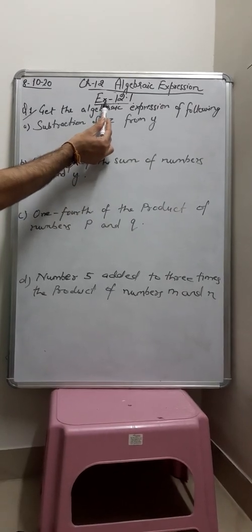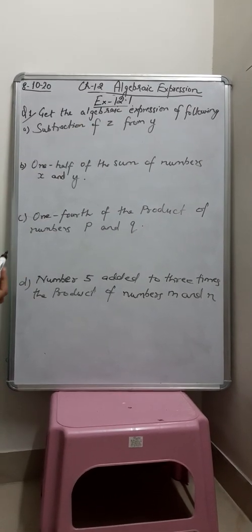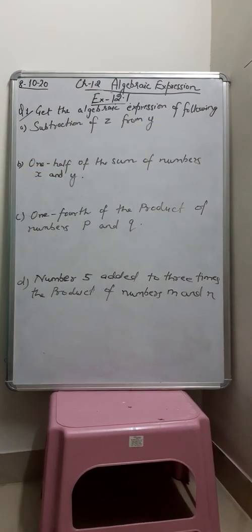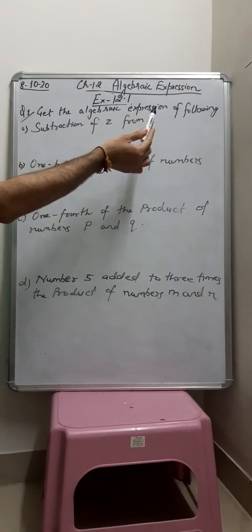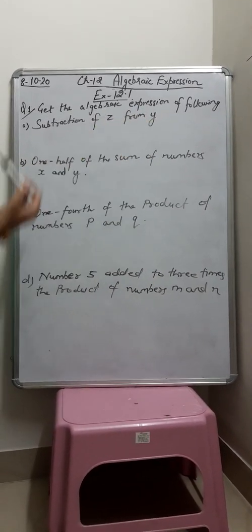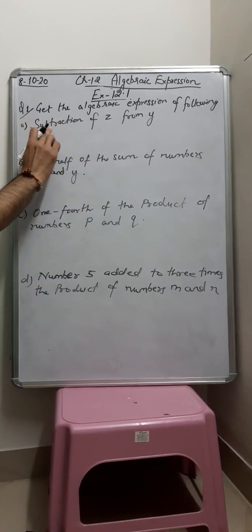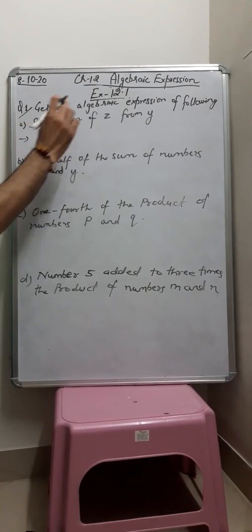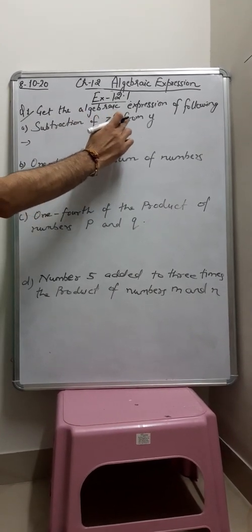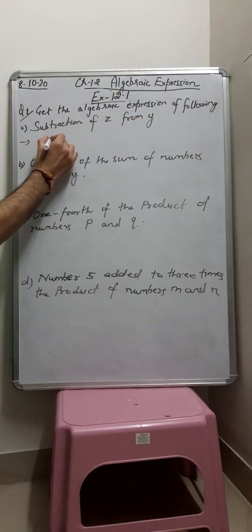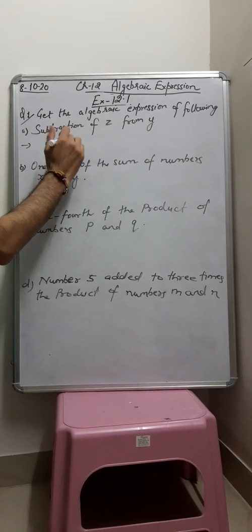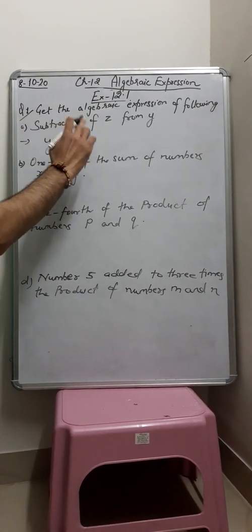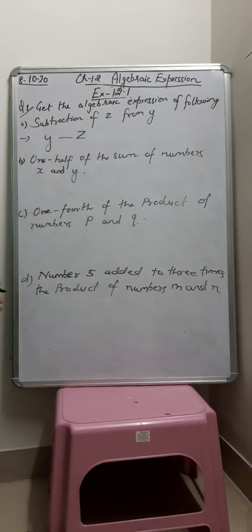Now exercise 12.1 of your book. Question number 1 is get the algebraic expression of the following. So here we will be given statements and we have to form an algebraic expression. The first is subtraction of z from y. From y means y will come first, and subtraction means minus z. So y minus z will be your algebraic expression in this.